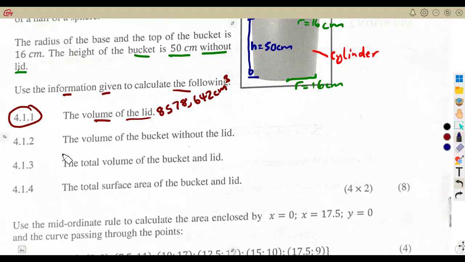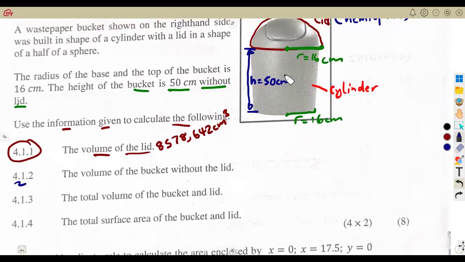What you're given in 4.12 is the volume of the bucket without the lid. This is the cylinder. They want you to calculate the volume of the cylinder. That is what they want. And what is the volume of a cylinder from your formula sheet? That's pi r squared h. You're given that one on your formula sheet.